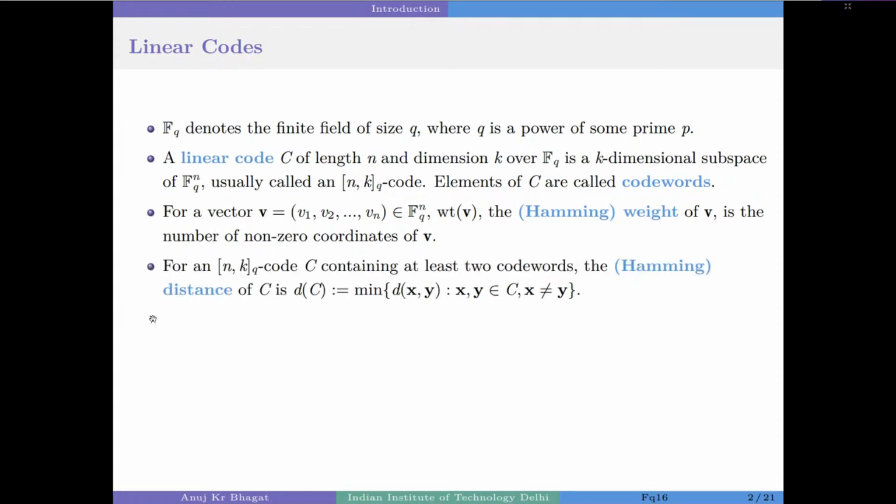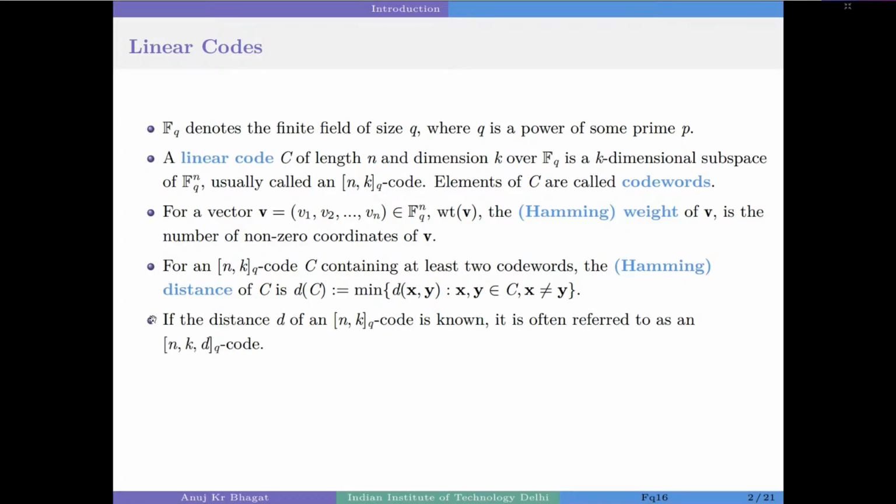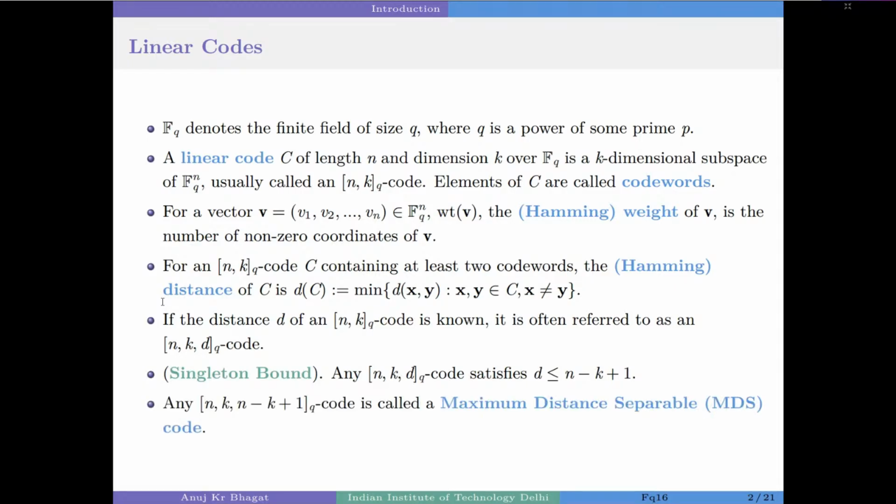For an [n,k] code C containing at least 2 codewords, the Hamming distance of C is the minimum of the distance between x and y, where x and y are from C and x is not equal to y. If the distance d of an [n,k] code is known, it is often referred to as an [n,k,d] code. We have a very nice bound, called the Singleton bound, that any linear code with parameters [n,k,d] satisfies the inequality d is less than or equal to n minus k plus 1, and any linear code satisfying this bound is termed a maximum distance separable code, or simply an MDS code.